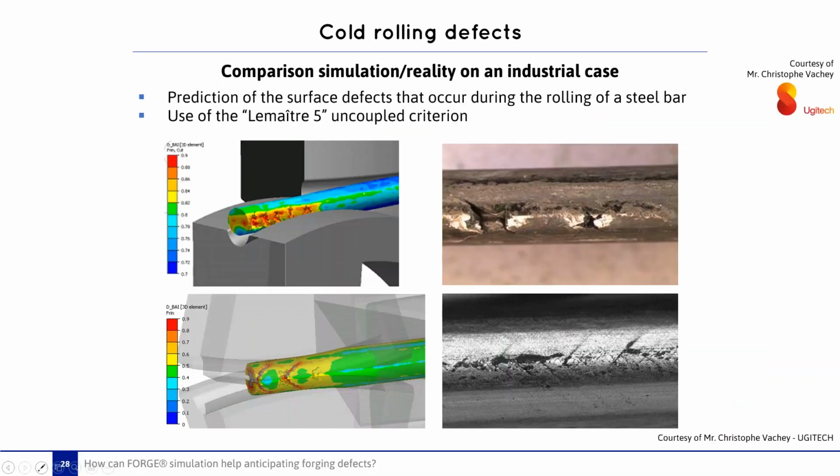Here, a case of cold rolling of a steel bar is presented. This case has been provided by Christophe Vichet of UGT. To detect the surface defect, we use the Lemaitre uncoupled criterion, and we can check here that the form of the defects agrees well with the one obtained in reality, as well as for this one.